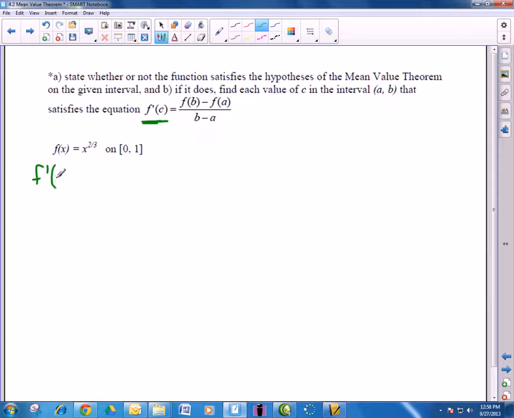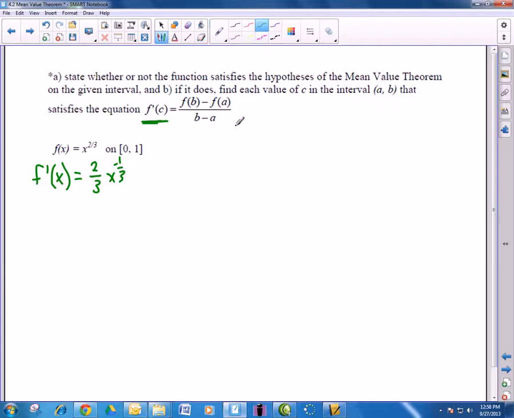So when we're asked to find f prime of c, we're asked to find the derivative of the function, whatever that is. When we find the derivative of this, it's going to be 2/3 x to the negative 1/3. Let's just go ahead and keep it like this. You'll see why later.